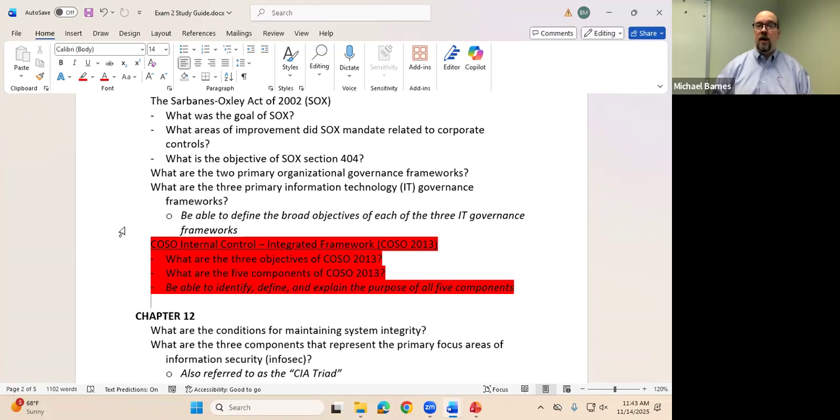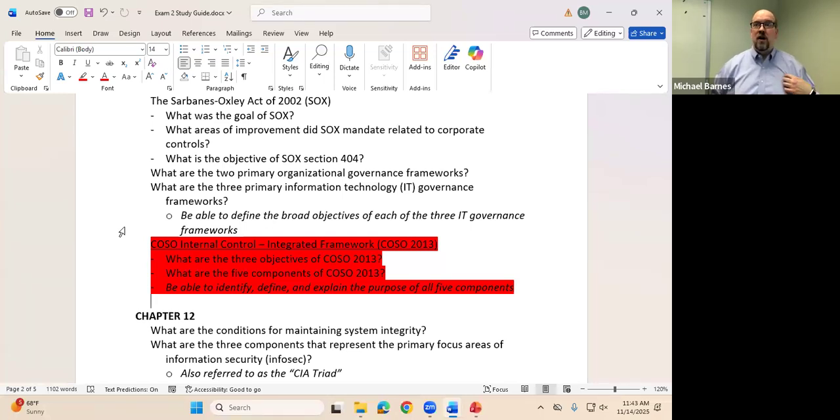Controls are going to be in one of 3 areas. They're going to relate to the reliability of financial reporting, the efficiency and effectiveness of operations, or the firm's adherence to compliance with existing laws and regulations. All you really need to remember is reporting, operations, compliance, and understand what those terms mean, okay?